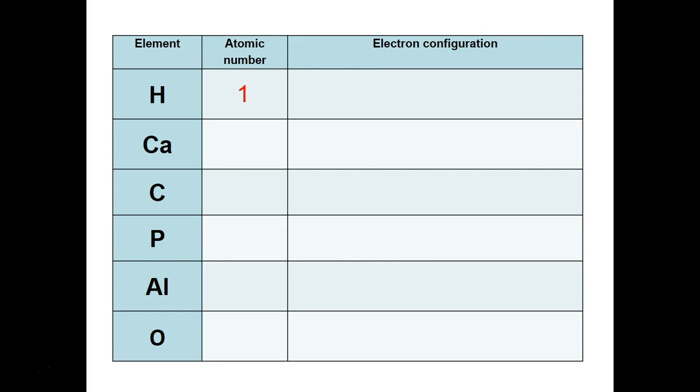That means its 1 electron lives in period 1 of the periodic table, in the S block of the table, in the first spot. Next, let's do calcium. Calcium has an atomic number of 20. So when we figure out the electron configuration for calcium, we're going to start at the beginning of the table and count each box until we get to calcium.